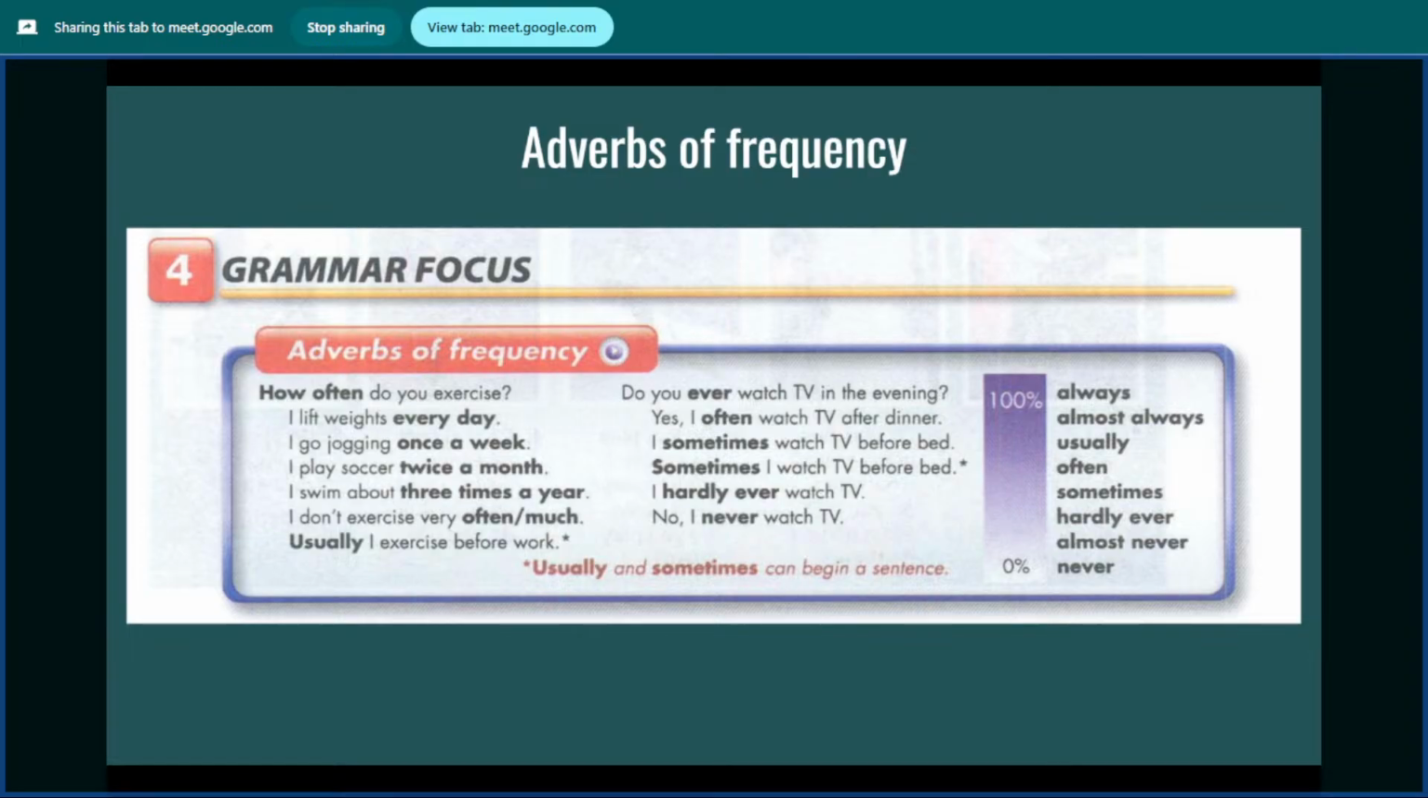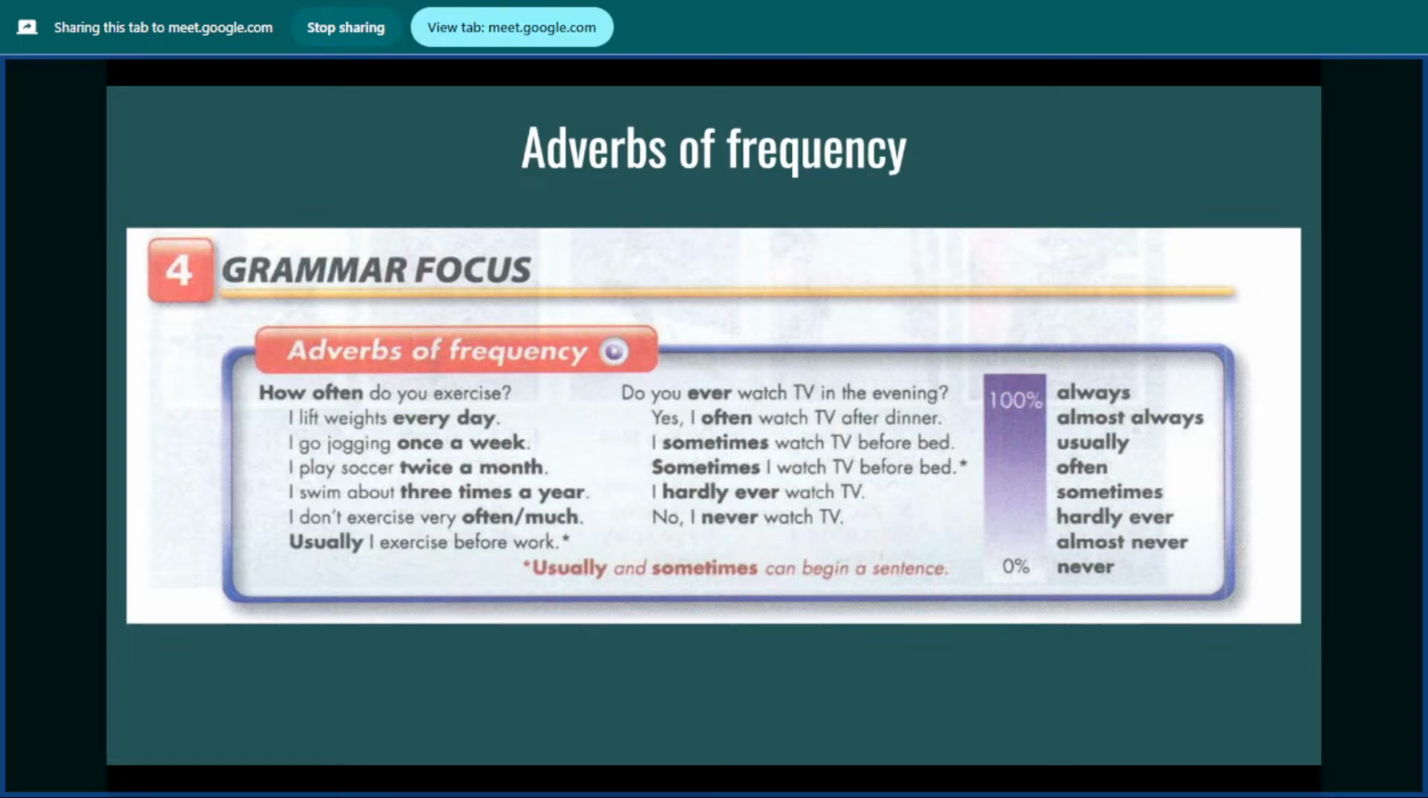Now another thing, usually and sometimes can be used at the start of the sentence also. But here as we are trying to learn the correct placement of the word, the correct word order, you have to remember to place them before the verb itself, so that you are clear with the rule over here.